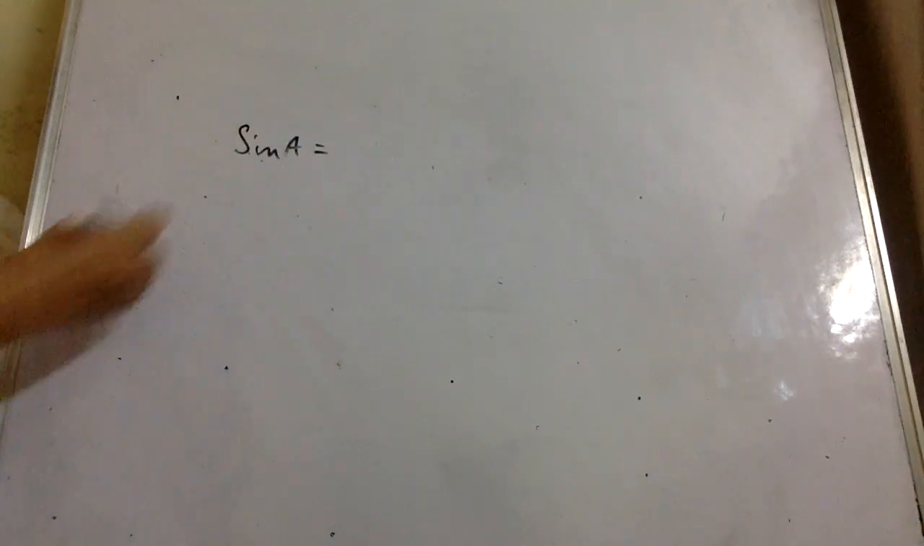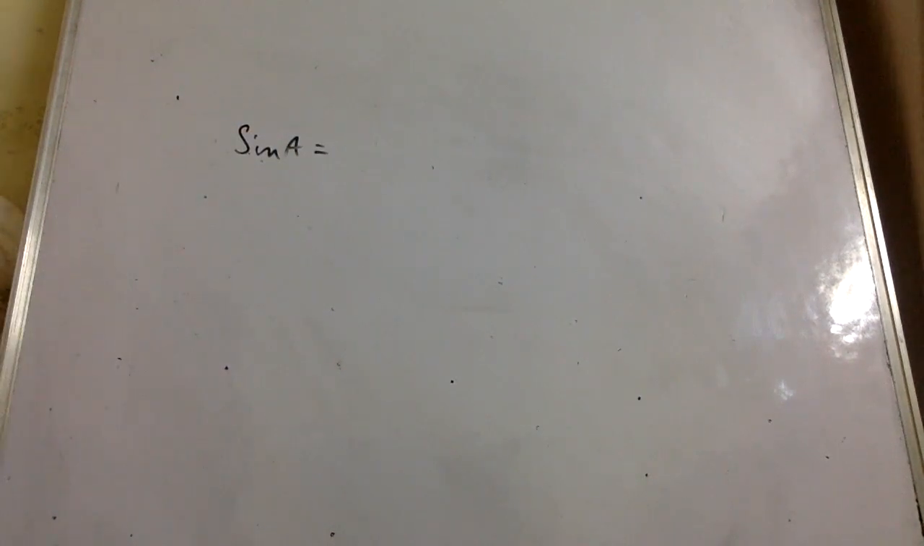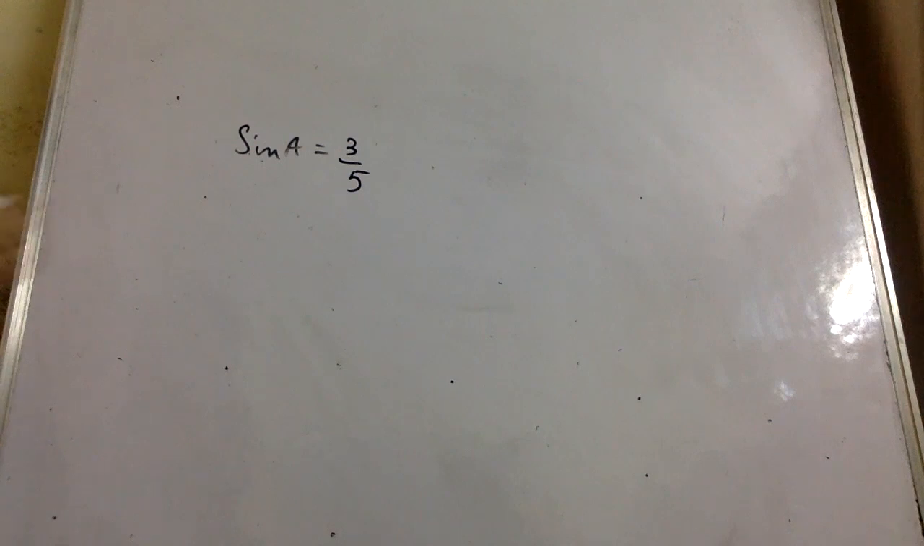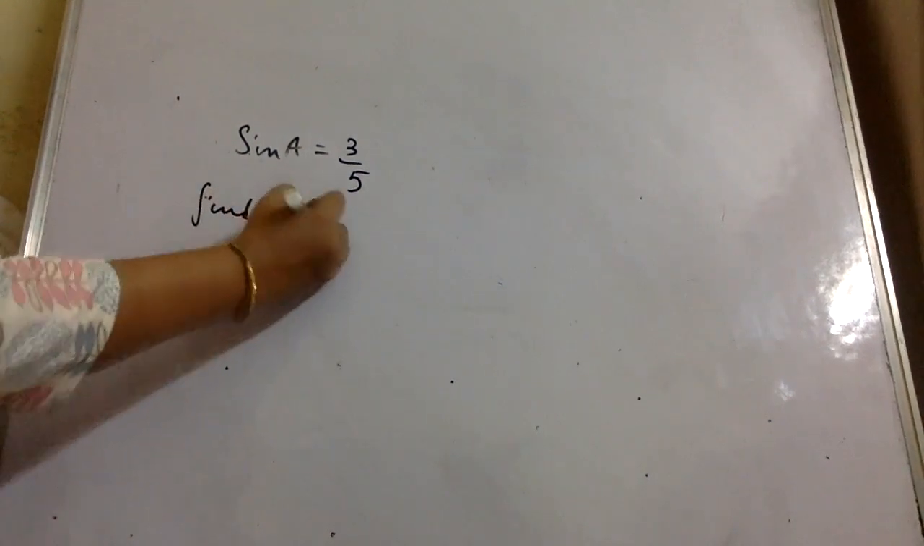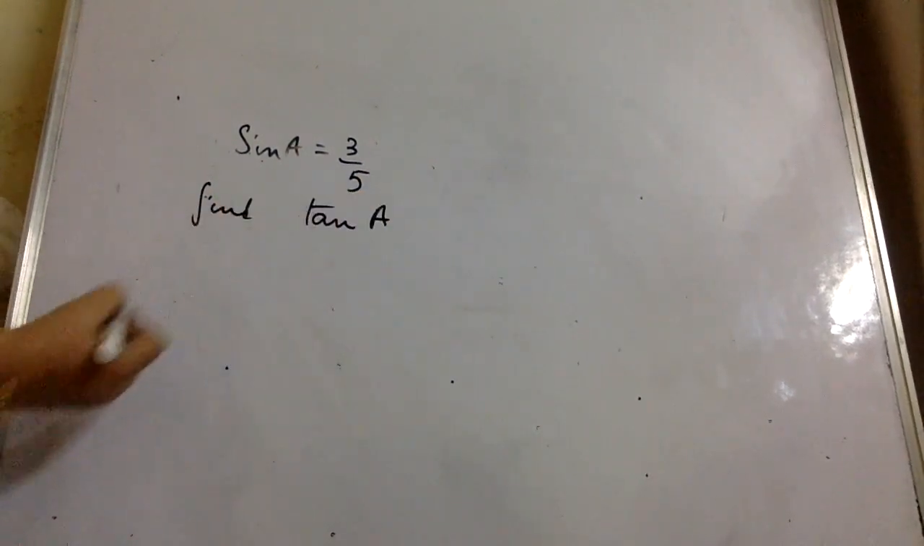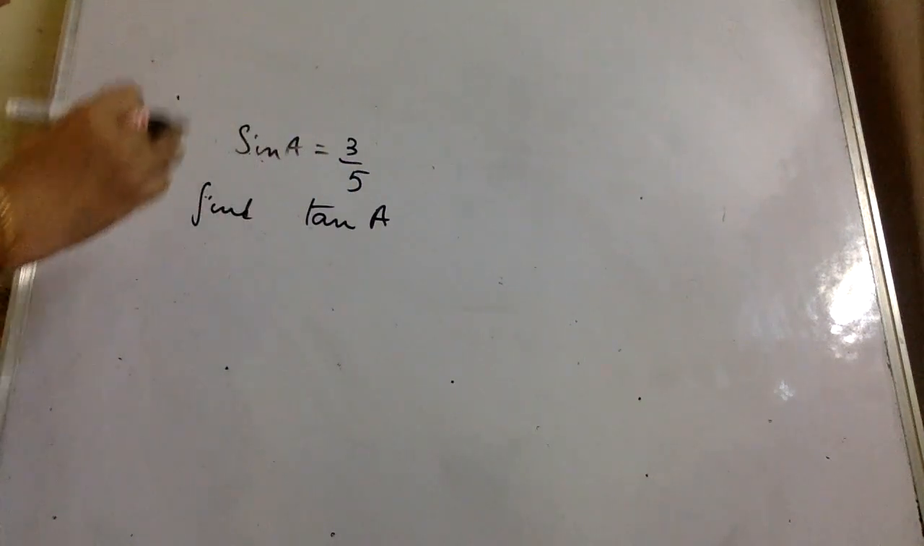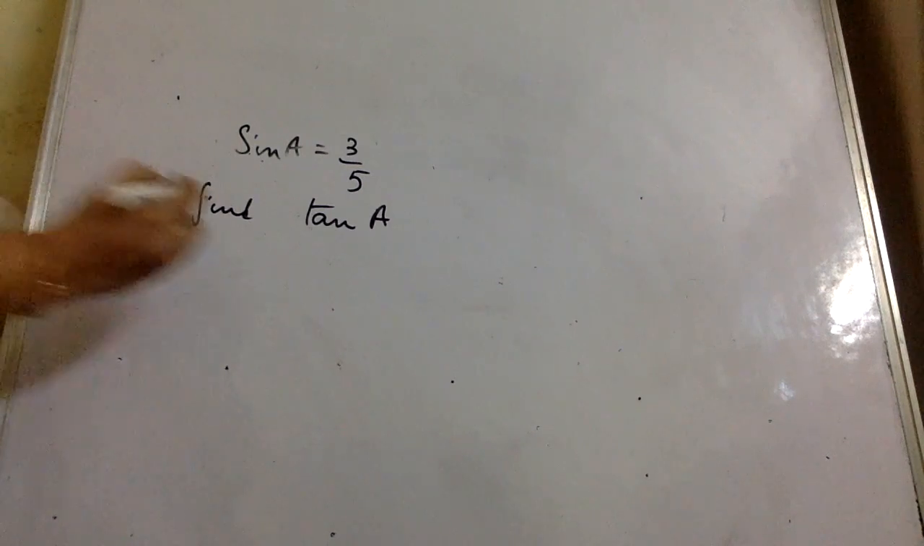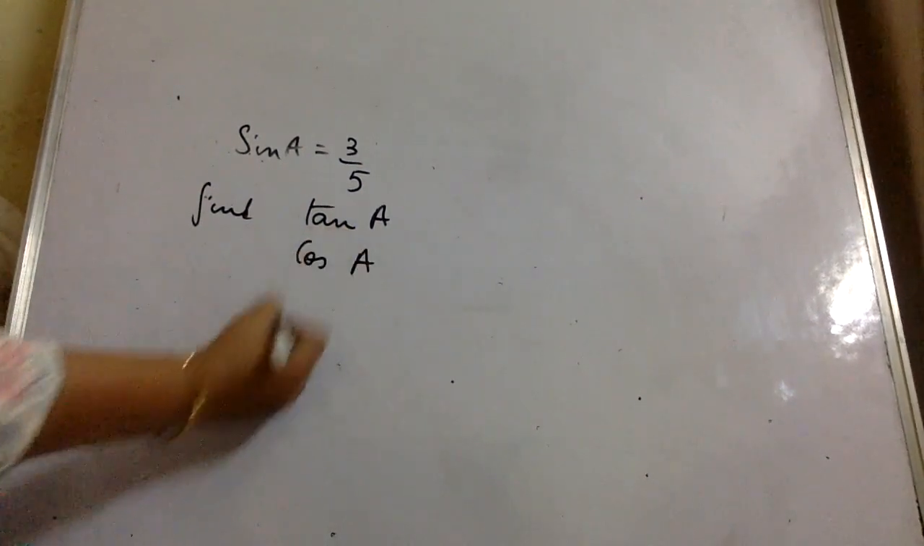Here comes a typical question of this chapter. They will give you like this: sin A is equal to 3 by 5. Find tan A. Okay, sin A is equal to 3 by 5. Find tan A. And the other one that they are asking is cos A. Two values they are asking.